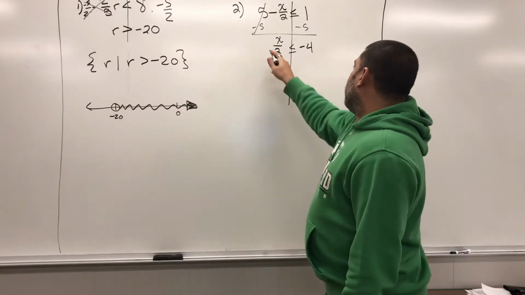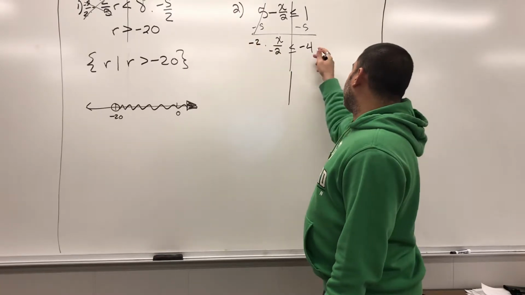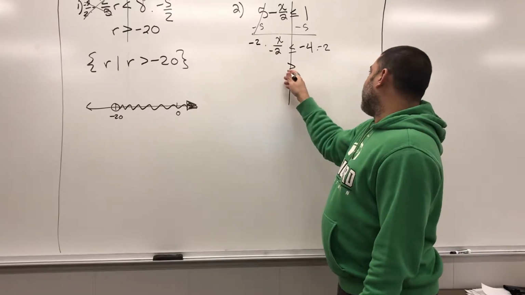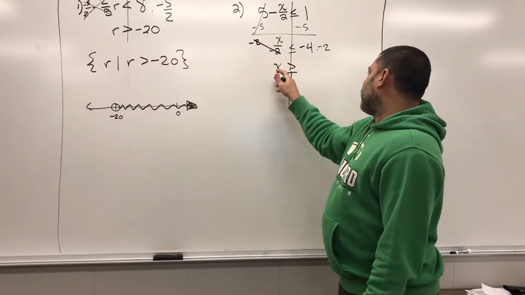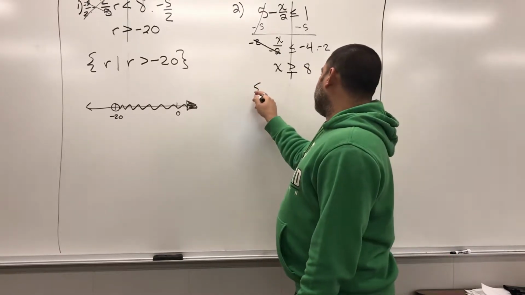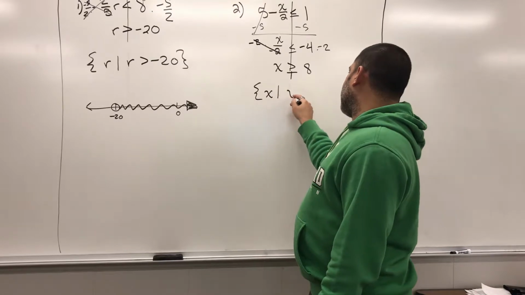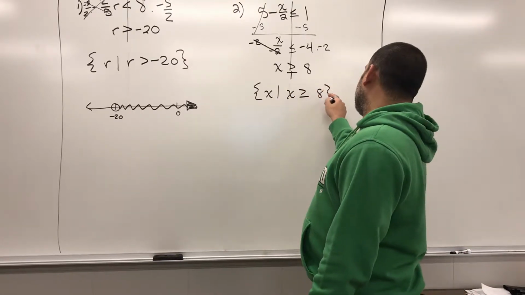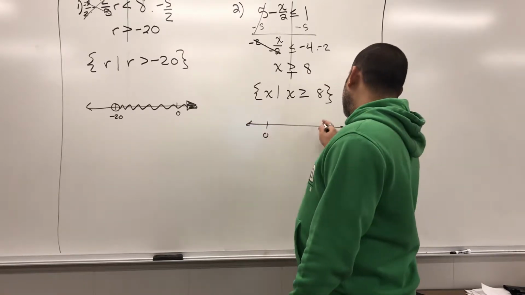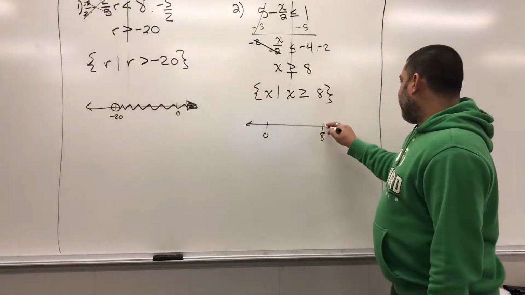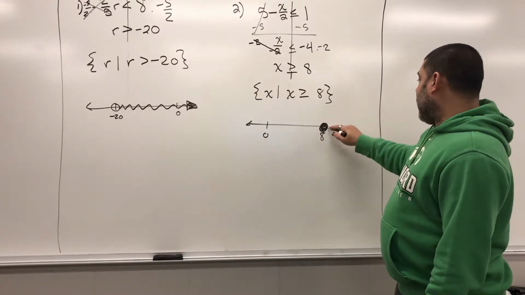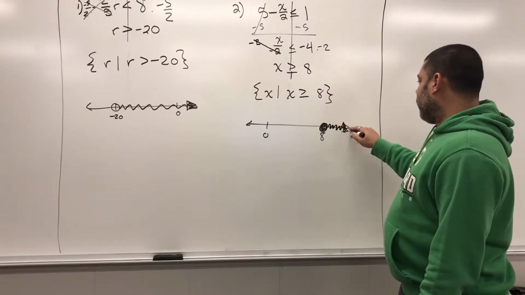Now from here, we're going to multiply both sides by negative 2. Since I'm multiplying by a negative value, I've got to flip my inequality sign again. So I'd have x is greater than or equal to positive 8. So my set notation: x such that x is greater than or equal to 8. In my graph, there's 0, there's 8. I would have a closed dot on 8, and since the values are greater than again, we would be shading to the right. Okay?